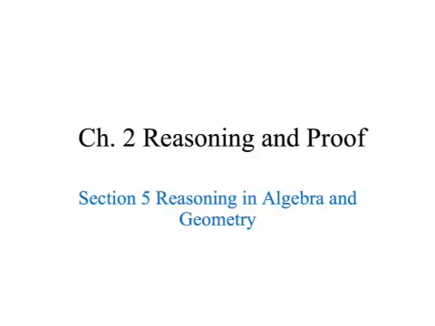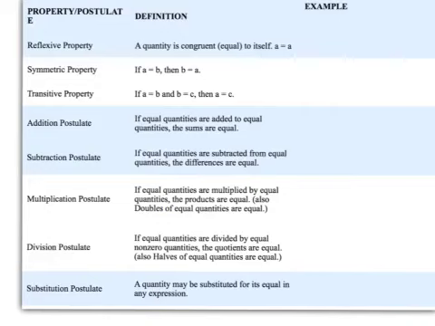Chapter 2, Section 5, Reasoning in Algebra and Geometry. So we're going to begin with some properties. We've talked about some of these in the past, but we're just going to review. So the reflexive property. A quantity is congruent or equal to itself. So a general example would just be A equals A. If we're talking about, let's say, a line segment, we could say AB is equal to itself.